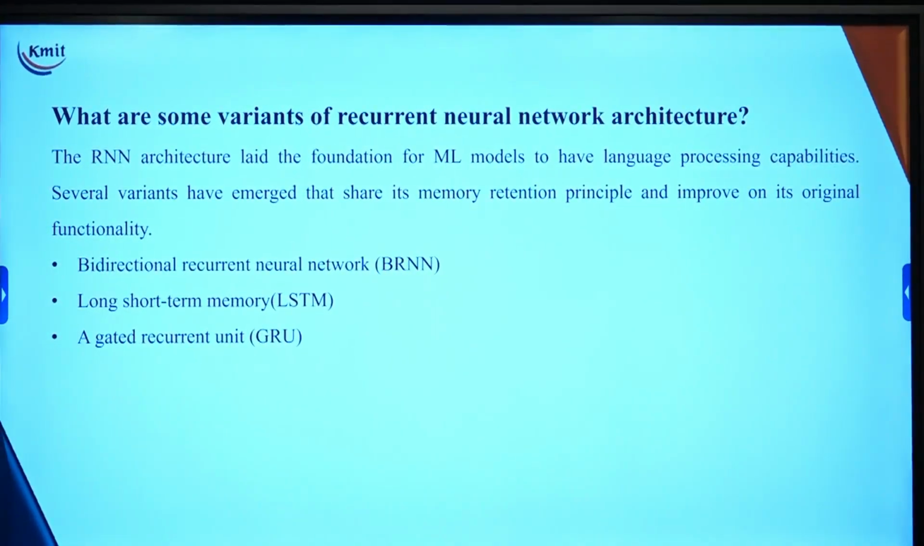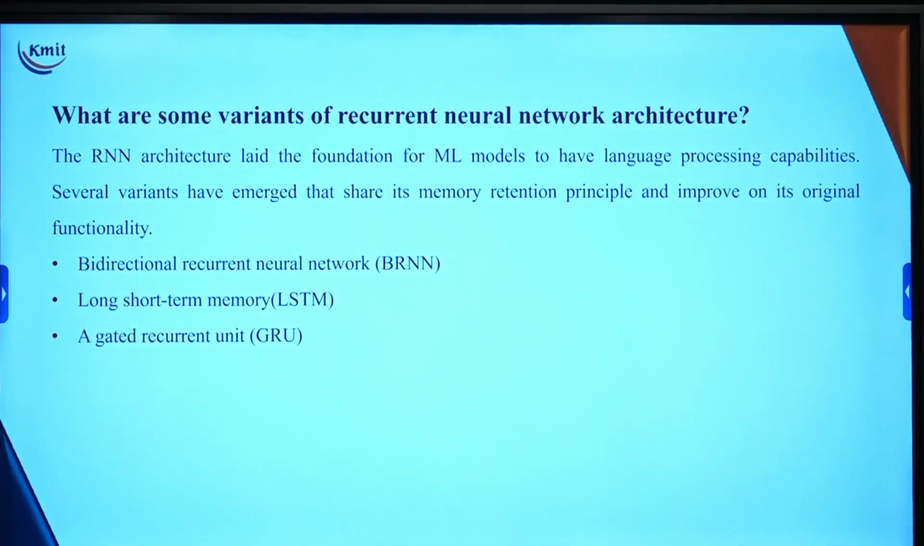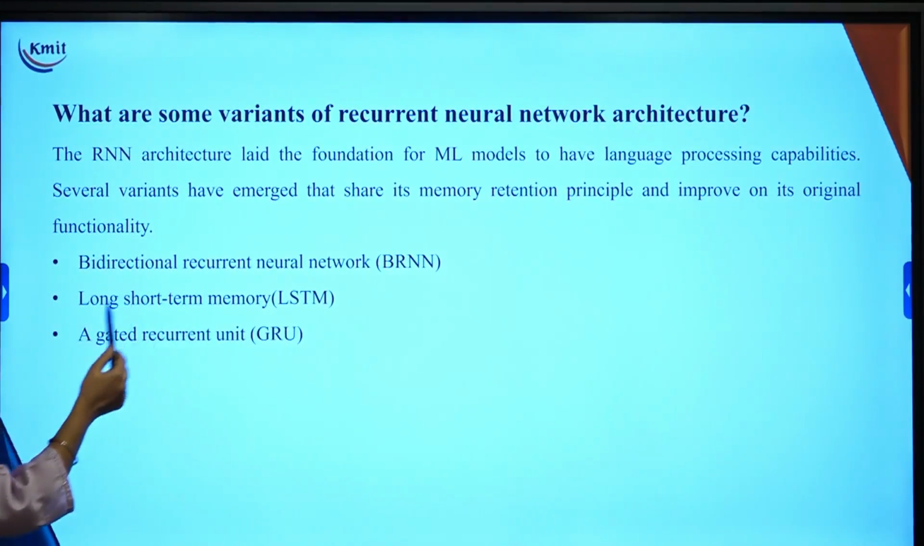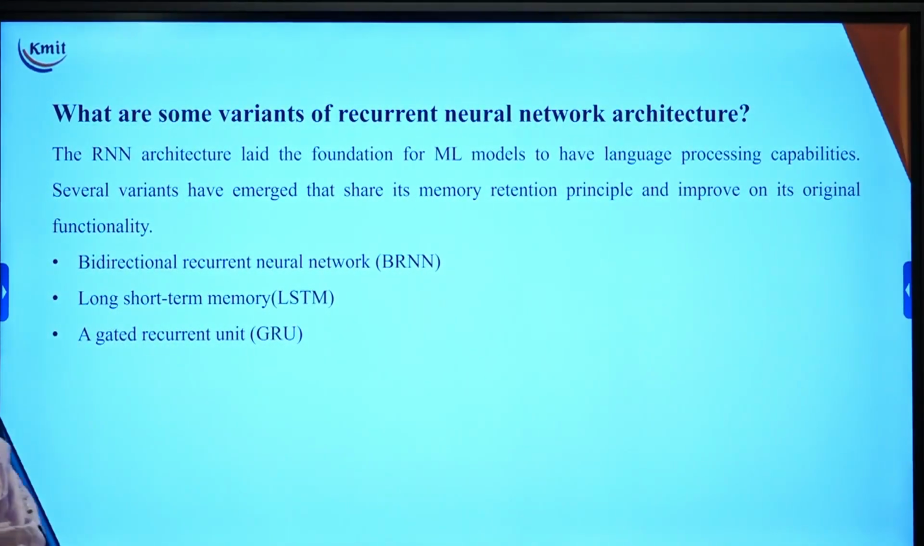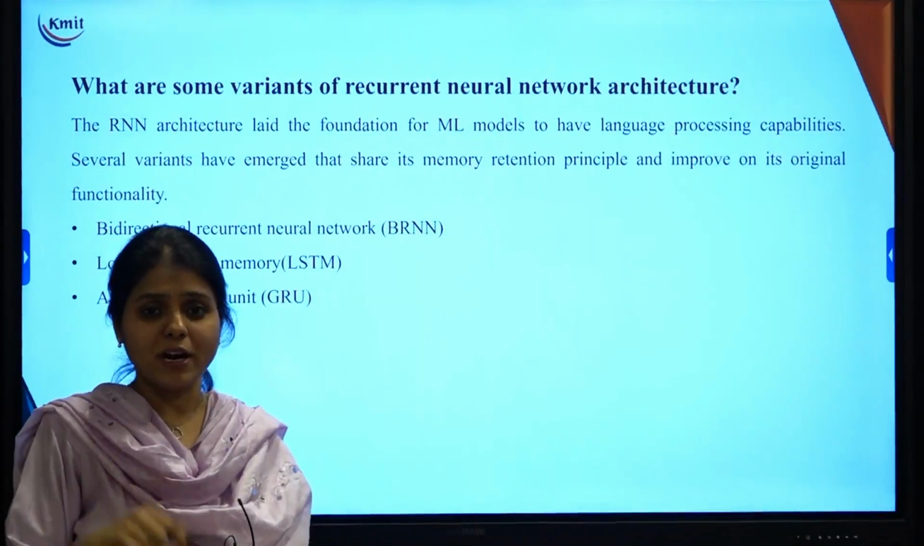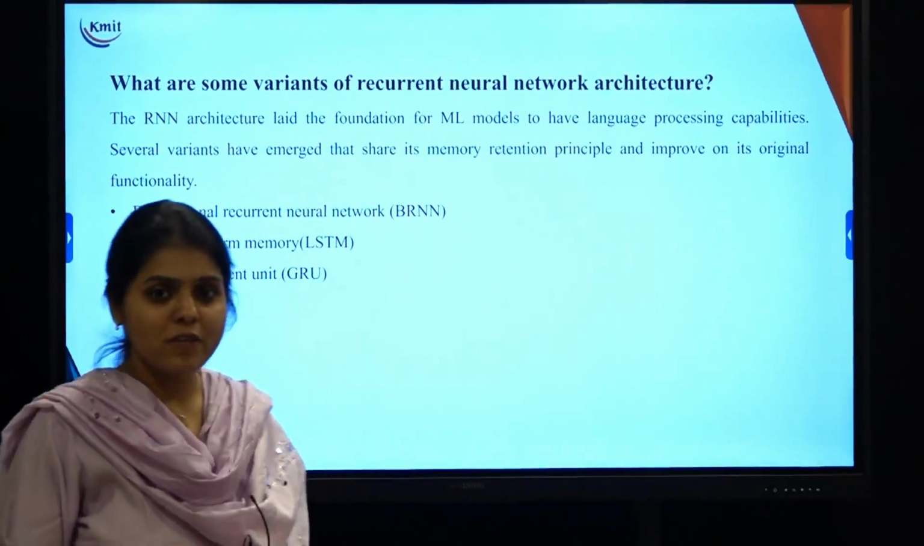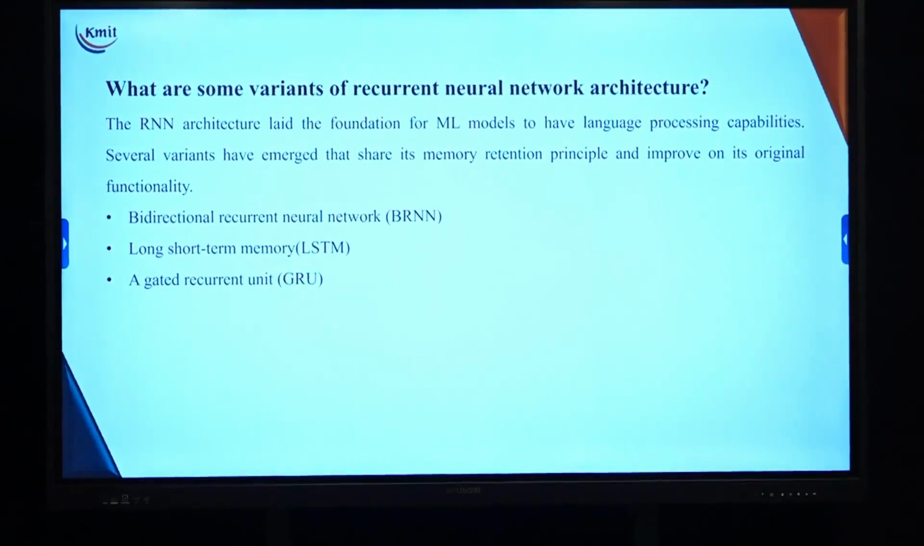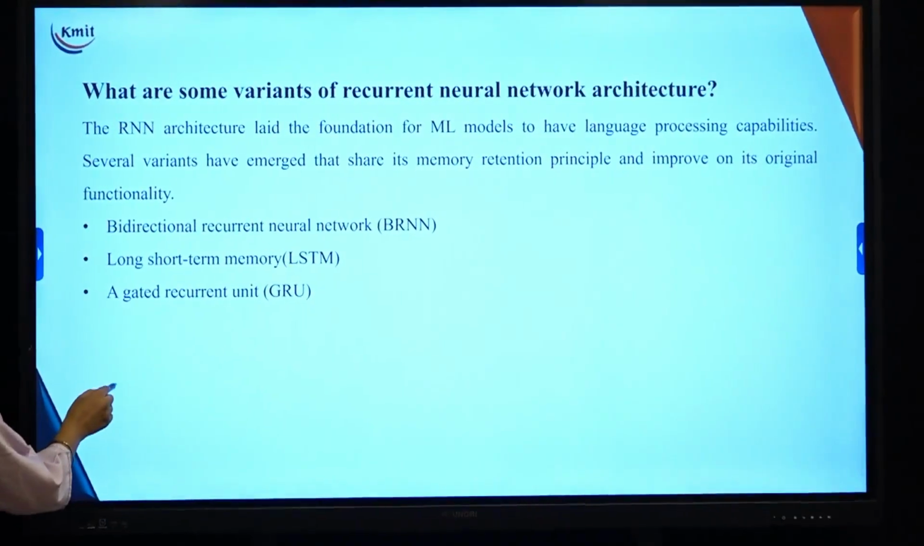Now, what are the other variants of RNN? As discussed, we have bidirectional neural networks. Because our RNNs are not able to process longer sequences, we have bidirectional neural networks. We also have LSTMs and GRUs, which we will discuss in the coming sessions.